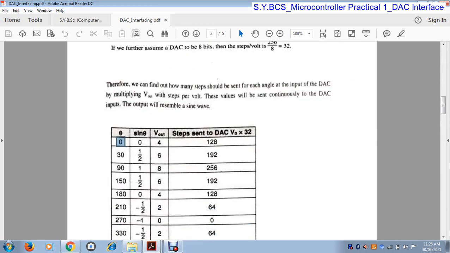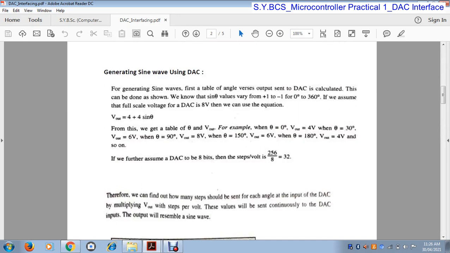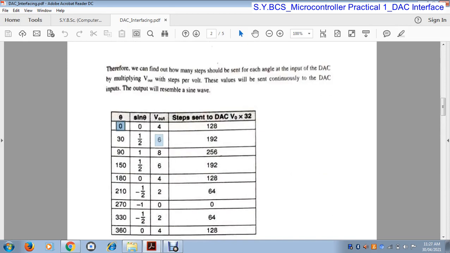The next angle is 30, so here we put 30. Sine 30 is 1 by 2, so the output voltage is 6. This 6 is multiplied by 32, and we get 192. So 192 steps are sent to DAC to generate the 30 angle.